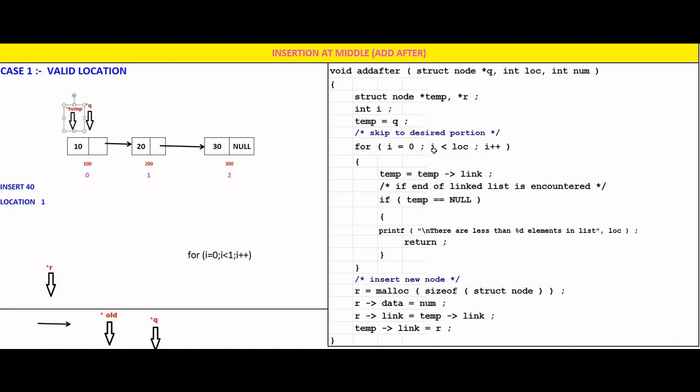Next is the for loop. Initially i is 0, 0 is less than 1, so we come here. Temp is equal to temp of link, means what? Insert into temp the address which is present at the link part of temp. So temp link contains the address 200, that is the address of 20. Now copy the 200 to temp, so temp will point here. Now temp contains 200. Next, if temp is equal to null, no, temp is not null, because temp contains the address 200.